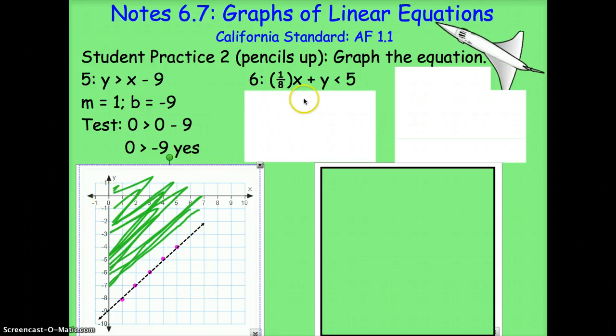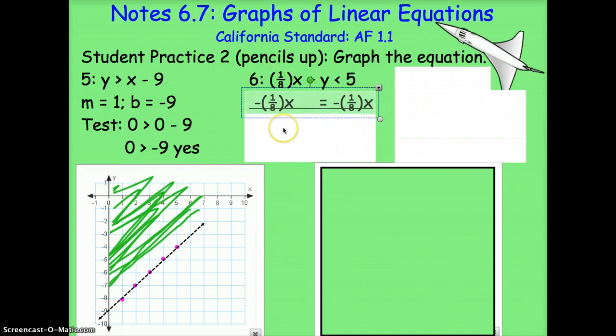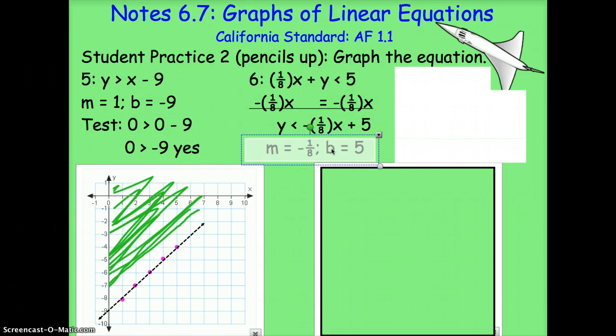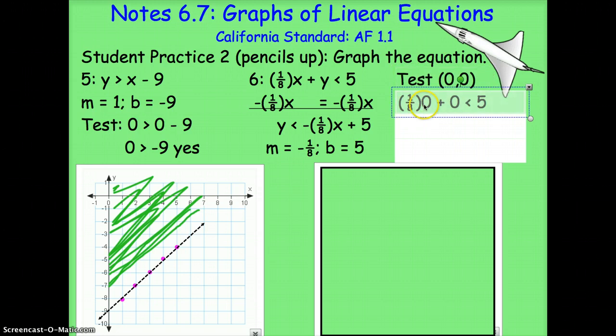Okay, problem number 6. I need to get it in the correct form, so of course I need to move the 1/8 x. So I can subtract 1/8 x on both sides and end up with y is greater than negative 1/8 x plus 5. So my m is right here, my b is on the end. Then I need to do my test point of 0, 0. 1/8 times 0 is 0, which is again why I use this as a test point.